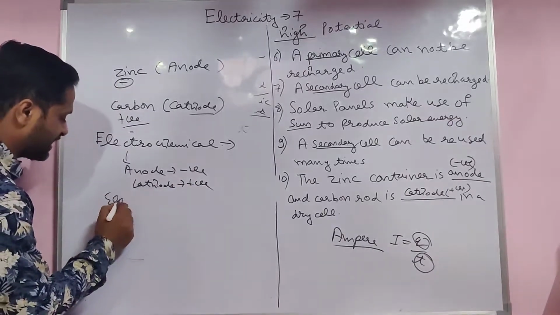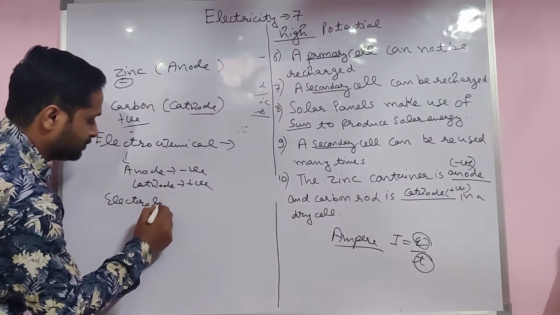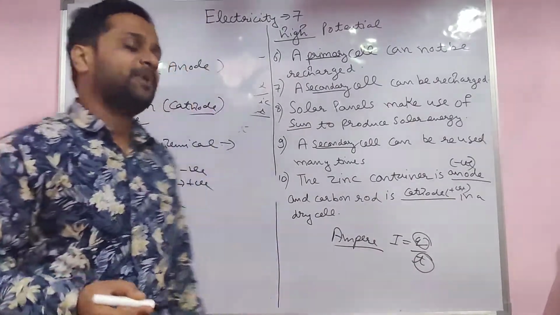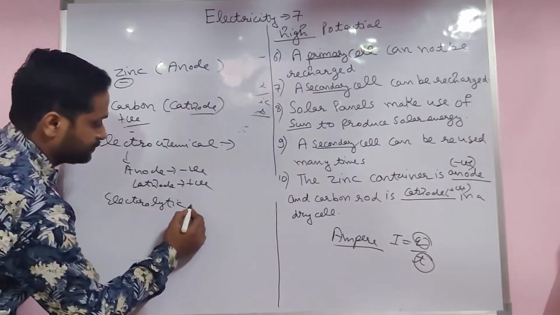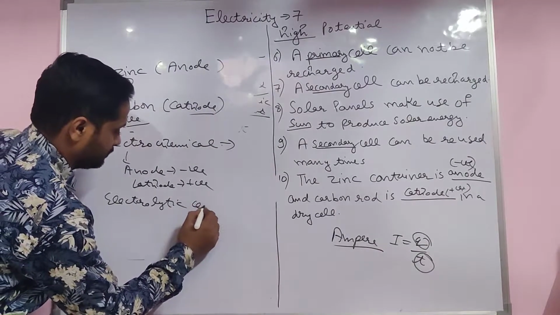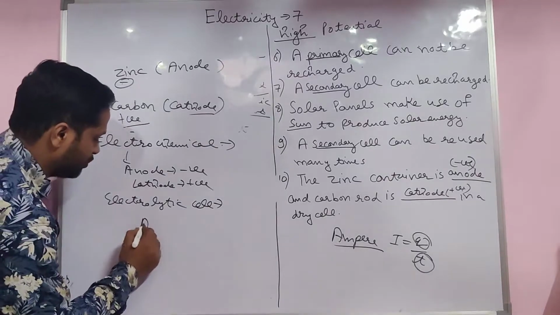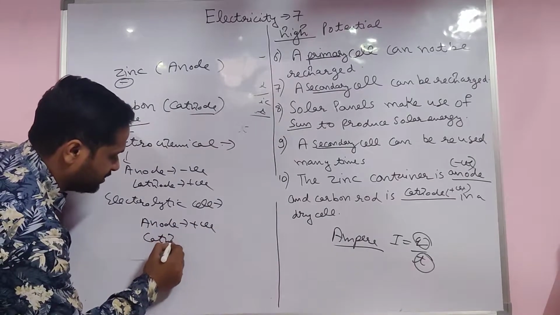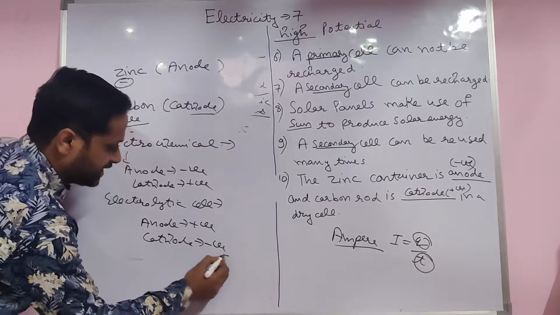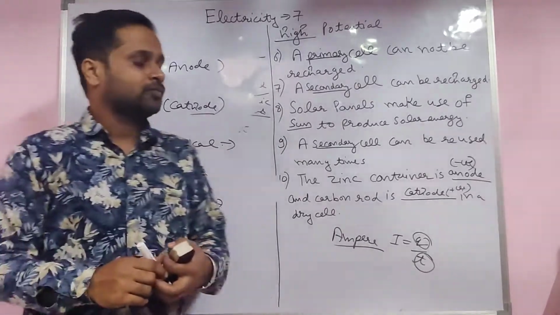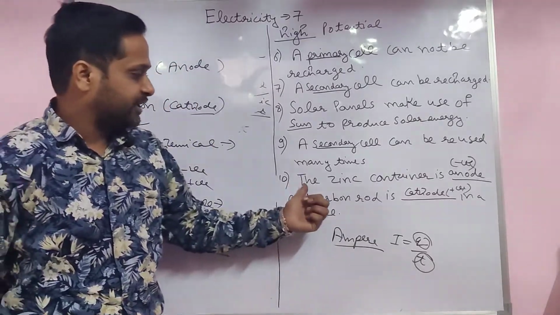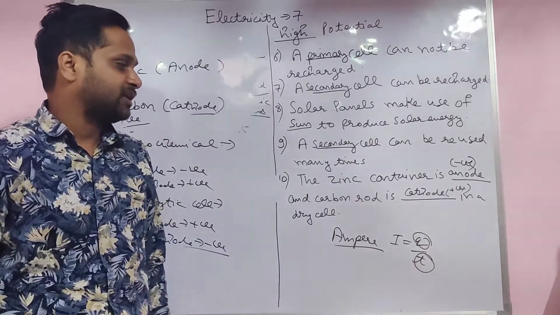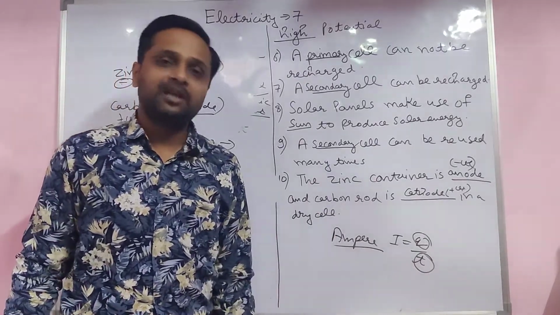But in the case of an electrolytic cell, which converts electrical energy into chemical energy, the anode is positive in nature and the cathode negative. Keep in mind. So this is the answer: the zinc container is the anode and the carbon rod acts as the cathode in a dry cell. Thank you.